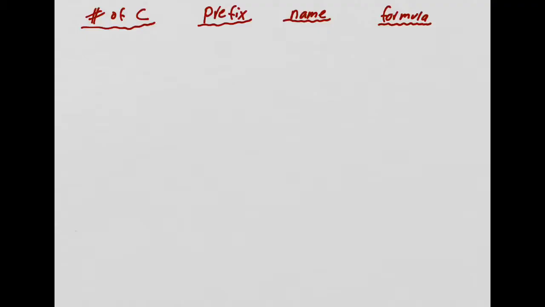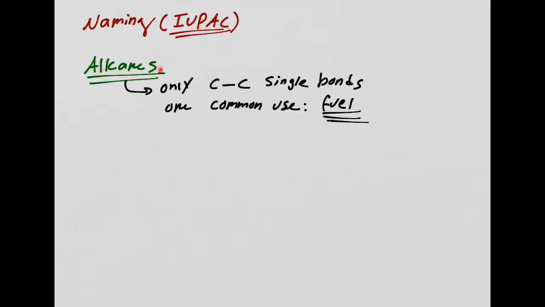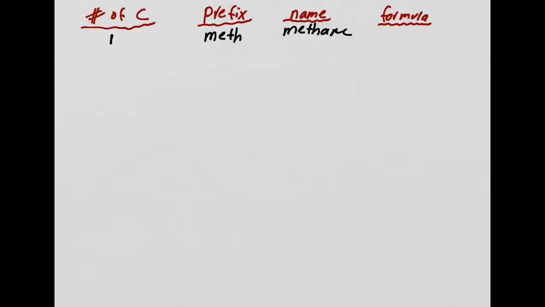Now, if you have one carbon, the prefix is meth, the name is methane. Now remember, what am I talking about right now? I'm talking about alkanes. Do you see where the name comes from? Methane comes from alkane, meth-ane. And the formula is CH4, because I have one carbon and carbon needs 4 bonds, so 4 bonds to hydrogen. Again, alkanes are just single bonds.